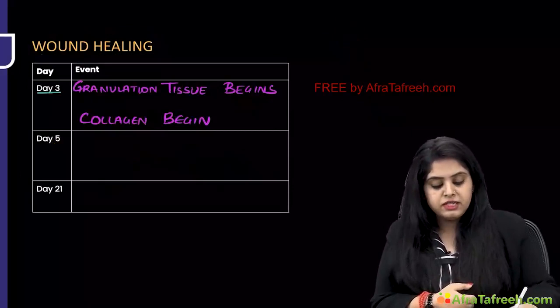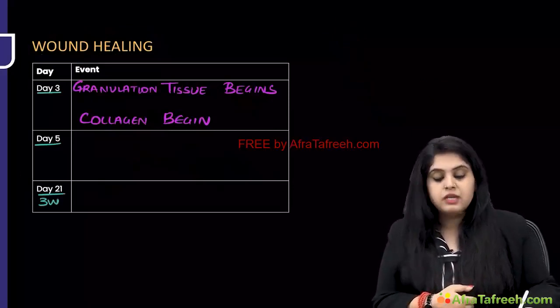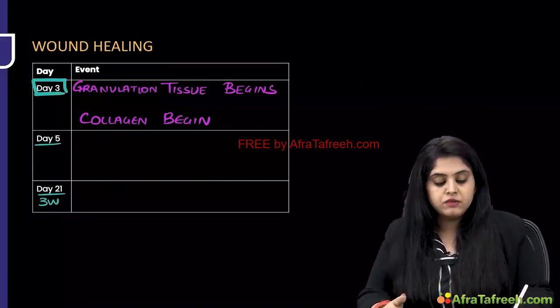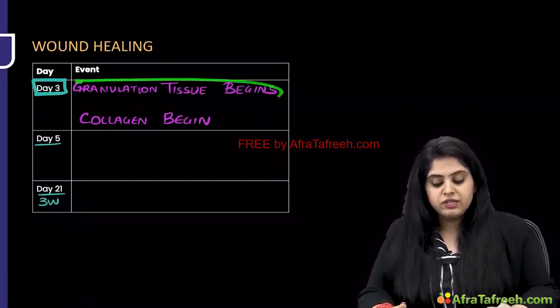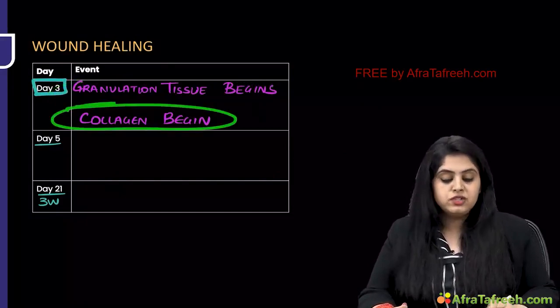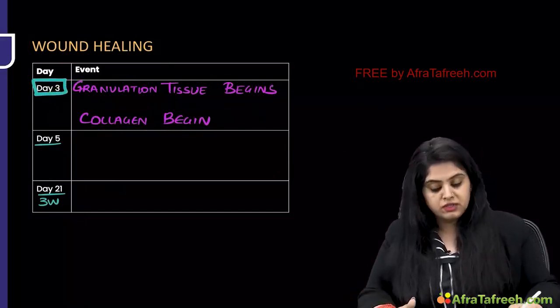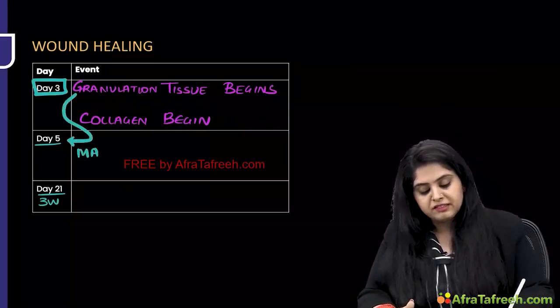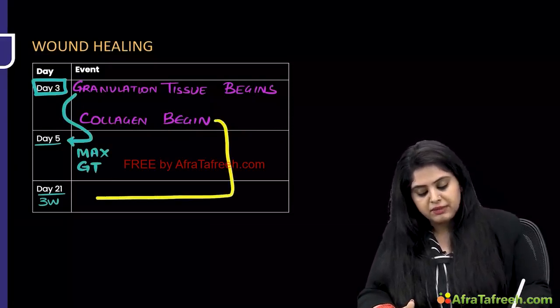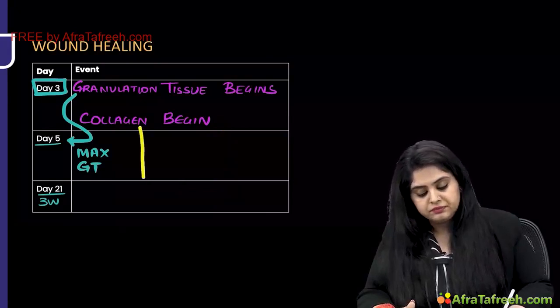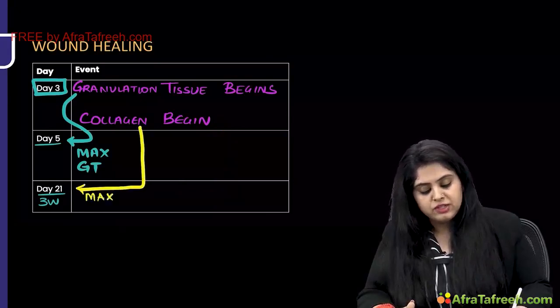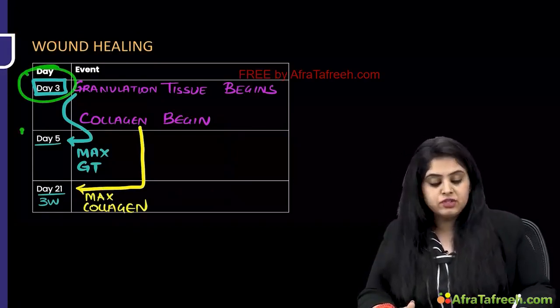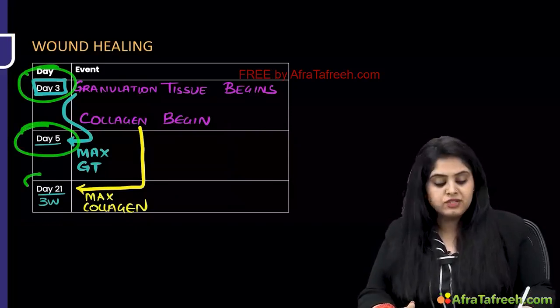So here you have day 3, day 5 and week 3. Day 3 is the starting of everything. If they ask you, when does granulation tissue begin? Day 3. When does collagen begin? Day 3. Everything begins on day 3. But please remember, granulation tissue becomes maximum on day 5, and collagen becomes maximum on day 21. Maximum collagen is seen on day 21. So repeating, everything begins on day 3, but granulation tissue becomes maximum on day 5 and collagen becomes maximum on week 3.